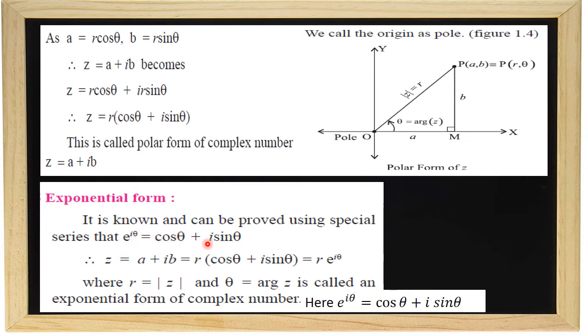Therefore, z is equal to a plus ib becomes r into cos theta plus i sin theta, which is equal to r into e raised to i theta, because the polar form is z is equal to r into cos theta plus i sin theta, and cos theta plus i sin theta can be written as e raised to i theta. So r into e raised to i theta, where r is the modulus of z and theta is the argument of z, is called the exponential form of a complex number, where e raised to i theta is equal to cos theta plus i sin theta.